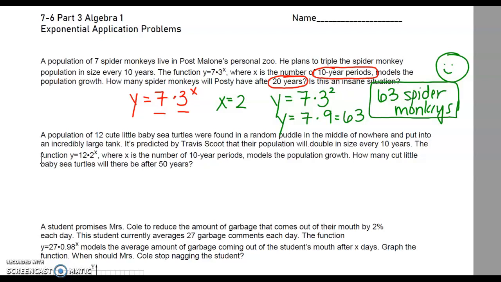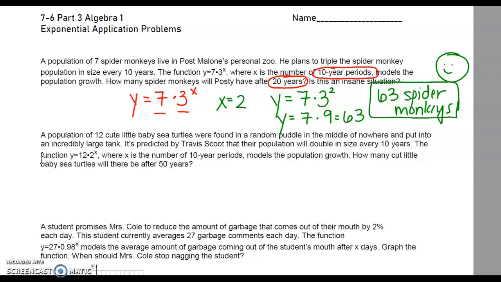All right, next, a population of 12 cute little baby sea turtles were found in a random puddle in the middle of nowhere and put into an incredibly large tank. It's predicted by Travis Scott, I put Scoot, that their population will double in size every 10 years. The function y equals 12 times 2 to the power of x, where x is the number of 10-year periods, models the population growth. How many, another typo, how many should be cute little baby sea turtles will there be in 50 years?